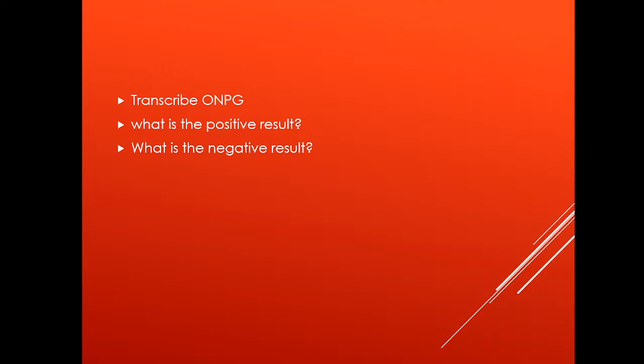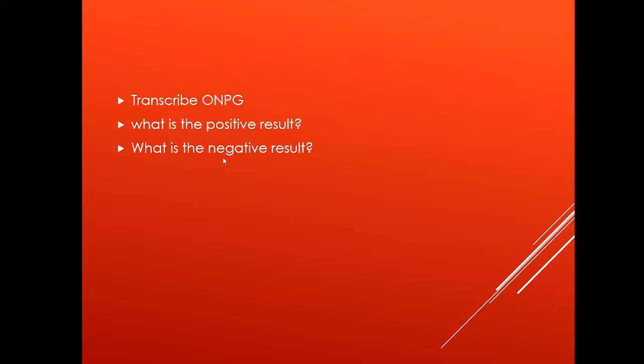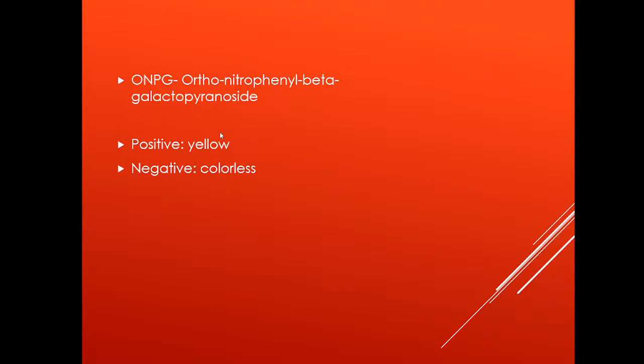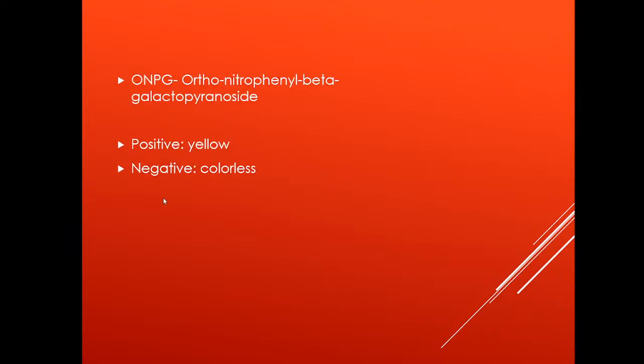All right. Now, let's move on to orthonitrophenol. ONPG stands for orthonitrophenol beta galactopyranoside. Ugh, it's such a long thing to remember. Chemical orthonitrophenol beta galactopyranoside. The positive result is yellow, and the negative result is colorless because it's a colorless reagent.